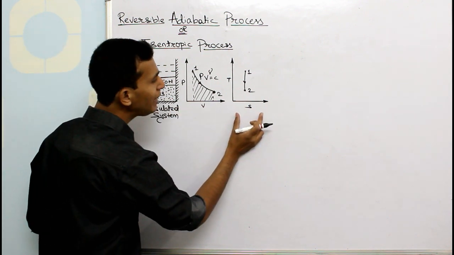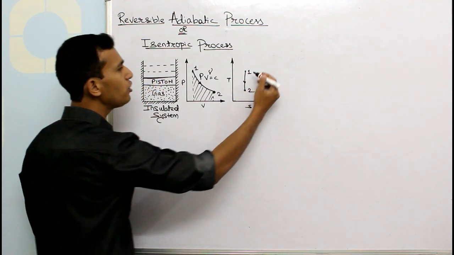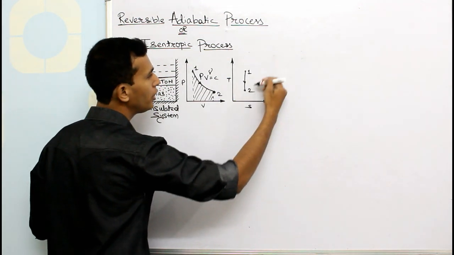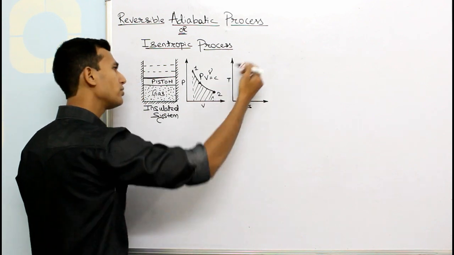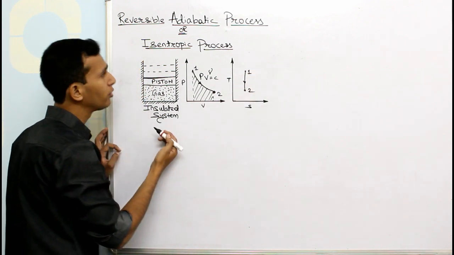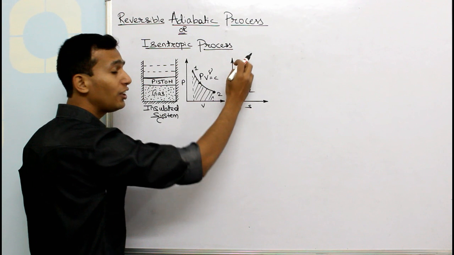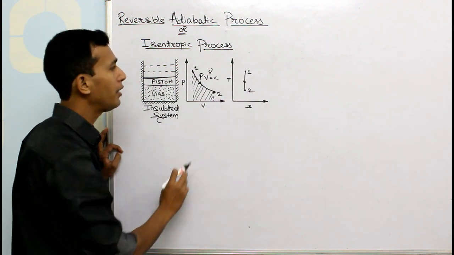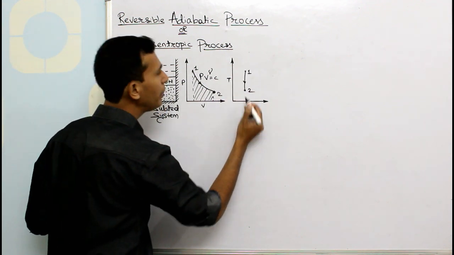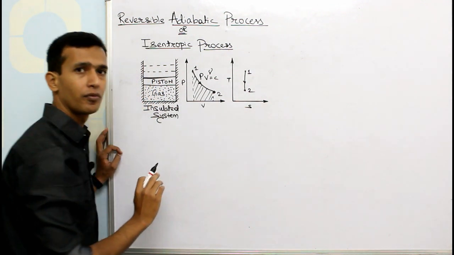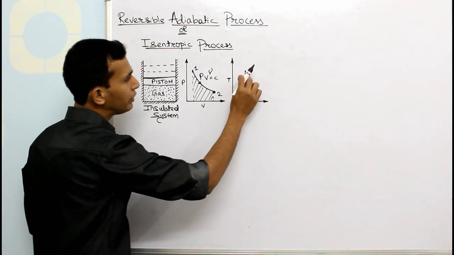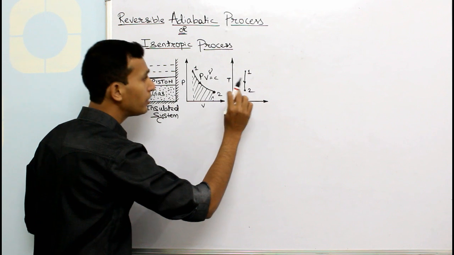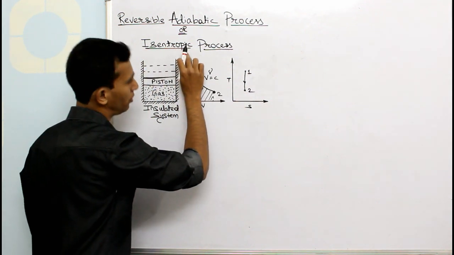Now, on the TS chart, we can see initial state 1 has a higher temperature and 2 has a lower temperature. So, there is a change in temperature during the process. For an adiabatic process, there is a change in temperature, but the entropy remains constant. That's why it is called an isentropic process.